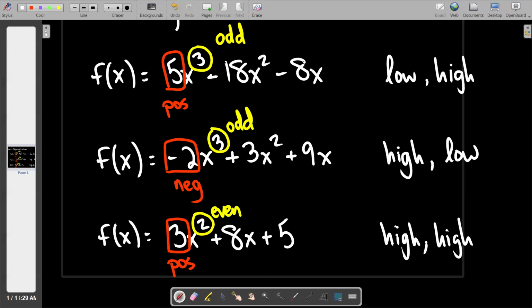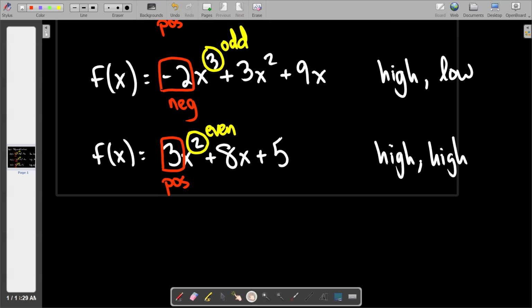The last example has got to logically be, what do you know I'm about to write? A negative number and something even. Good. You got it. Not odd, but negative for the leading coefficient and even for the degree.